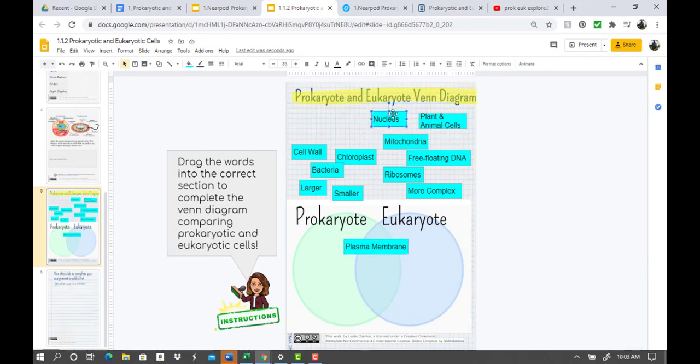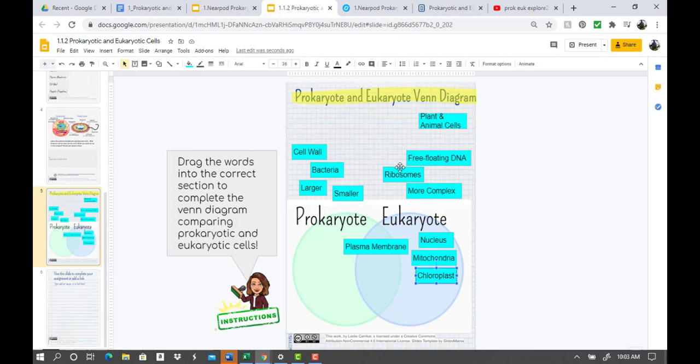Nucleus is a membrane-bound organelle. So that is one of those things that makes prokaryotes and eukaryotes different. So membrane-bound organelles are only found in eukaryotes. That includes nucleus. That includes mitochondria. That includes chloroplast. Okay, so all three of those are membrane-bound organelles. So they're going to be only in eukaryotes.